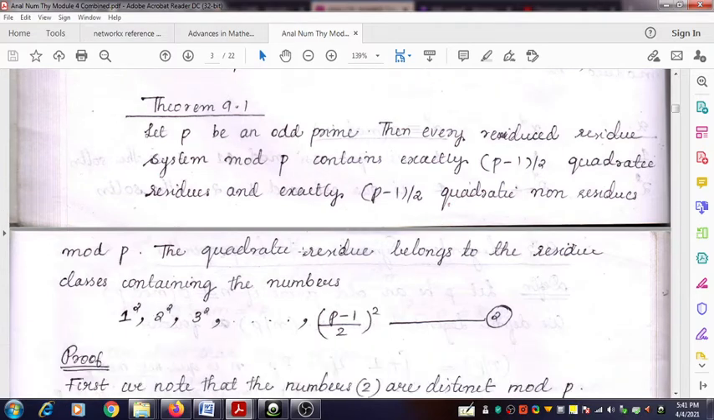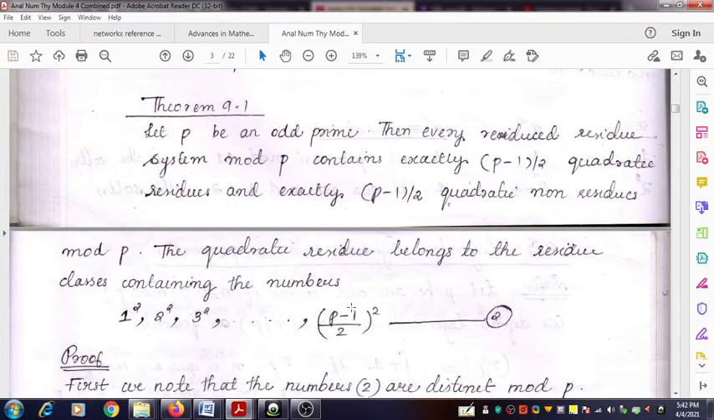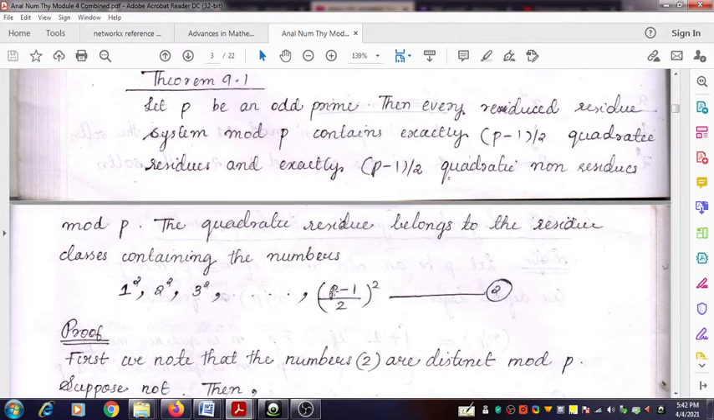Moreover, the theorem tells that the quadratic residues belong to the residue classes containing the numbers 1 square, 2 square, 3 square, etc. up to ((p minus 1)/2) the whole square. So this list has a connection with the selected prime number. The last number is obtained by subtracting 1 from the prime number and then dividing by 2. So if 13 is the selected prime number for p, then the number here is 6, since 13 minus 1 divided by 2 is 6. On the other hand, if p is equal to 11, then the number here is 5.